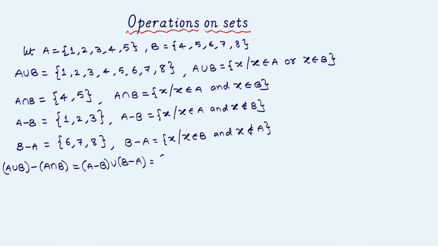So what elements will come in this? Except common elements, all the remaining elements we have to take. That means A intersection B should be subtracted from A union B. So what are the elements without common elements? We will have 1, 2, 3, and here 6, 7, 8. If we do not take the common elements from all the elements, that will be the symmetric difference. We also represent it by A delta B.